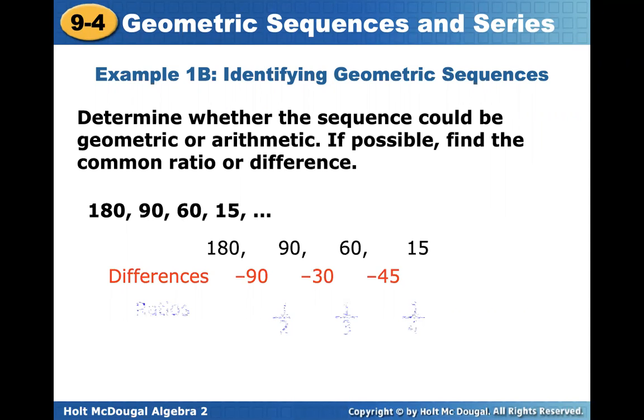If we try ratios, the ratios are 1/2, 1/3, 1/4, excuse me. So is there a pattern to it? The next one would be 1/5, wouldn't it? So there is a pattern, but it's not going to be arithmetic or geometric. It's neither one of those. What do you think the next term would be there?